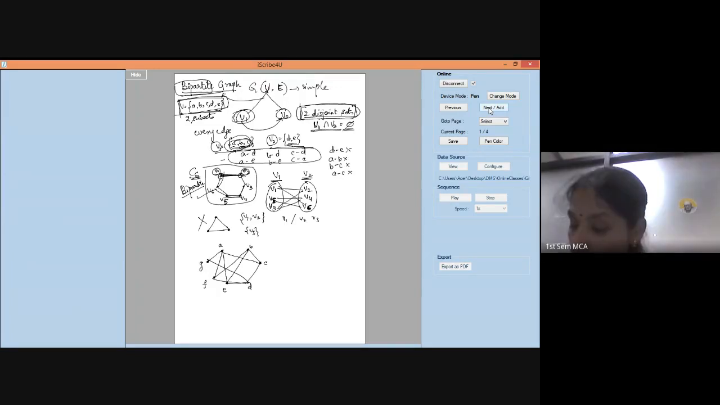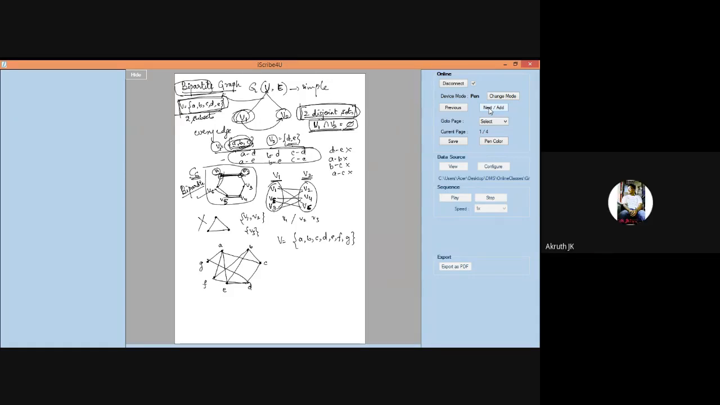I want you all to tell me whether this is bipartite or not. If not, why not? If yes, why yes? How can you divide these vertices? We have this set of vertices as A, B, C, D, E, F, G. Can we divide the vertices into two subsets such that they form a disjoint set?